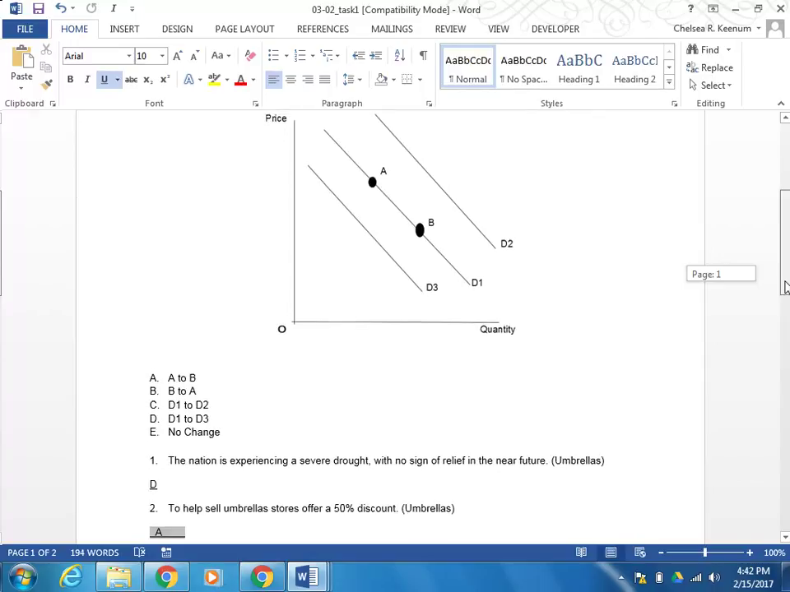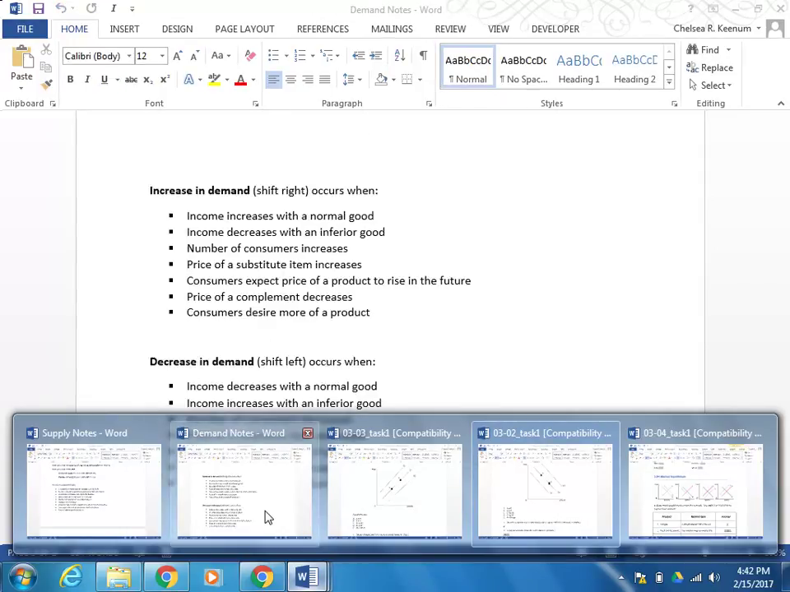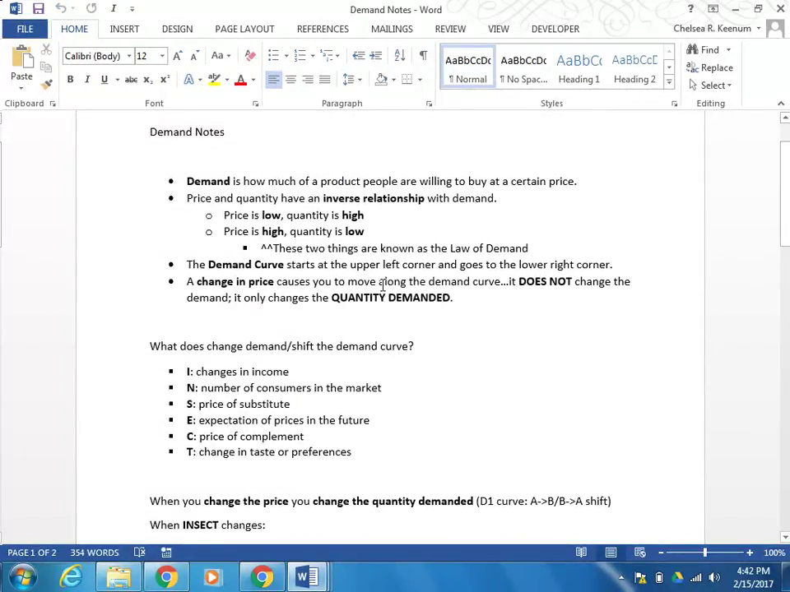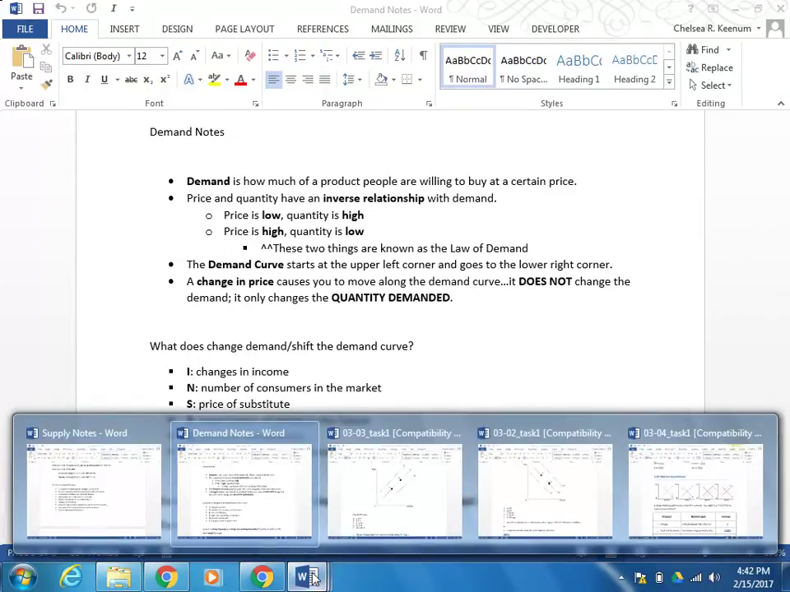To help sell umbrellas, stores offer a 50% discount. So what's going to happen to umbrellas? All it does here is change the price. Your price decreases, so your price goes from A to B. So it's going to be A because it's still a drought, so the demand for umbrellas isn't going up. A change of price only affects where it is on the demand curve. Remember, a change in price causes you to move along the demand curve. It does not change the demand, only the quantity demanded.